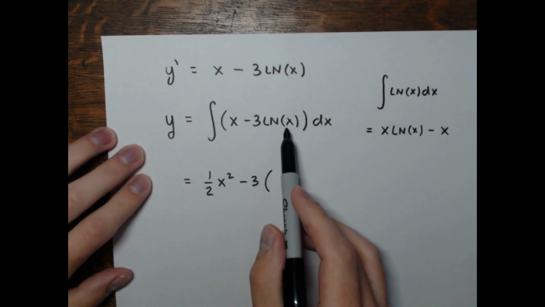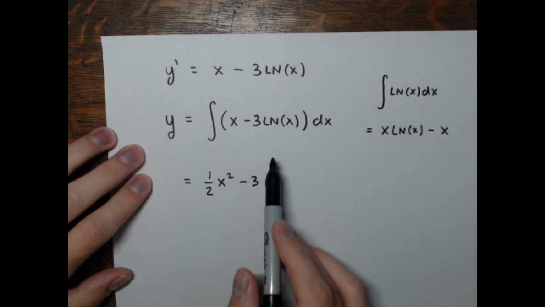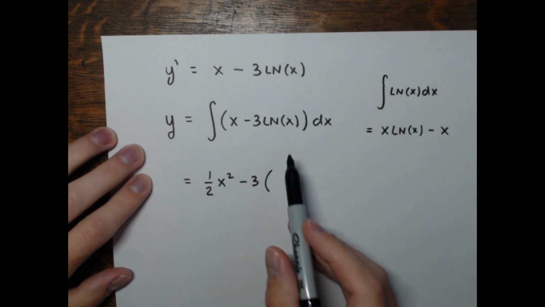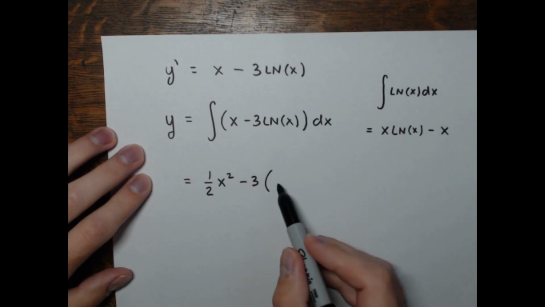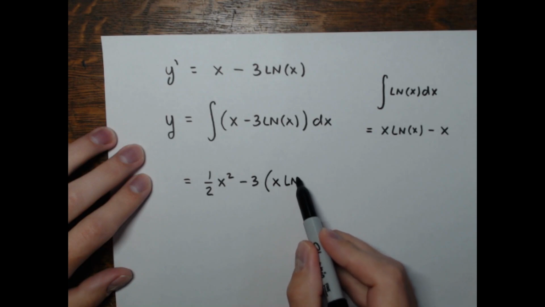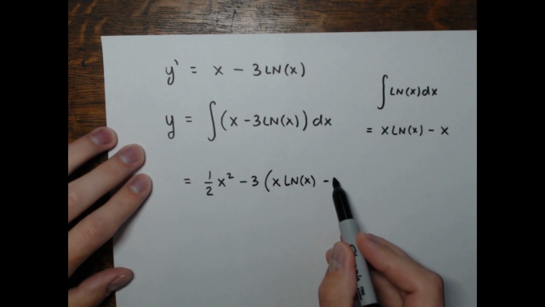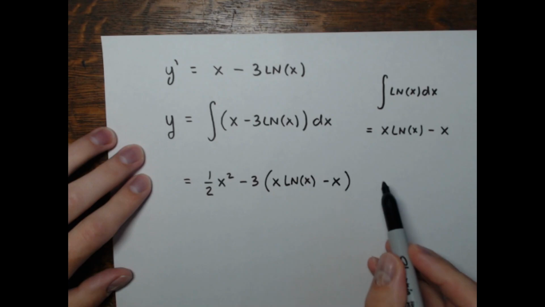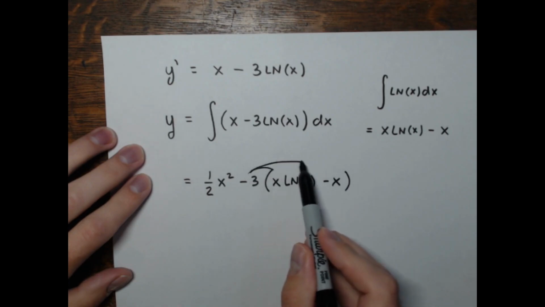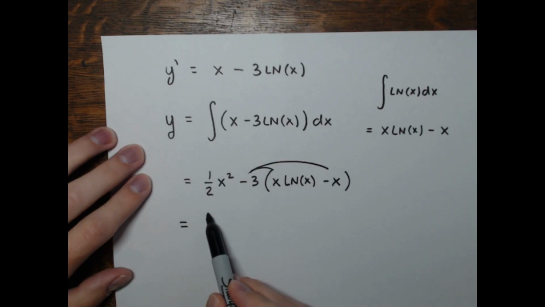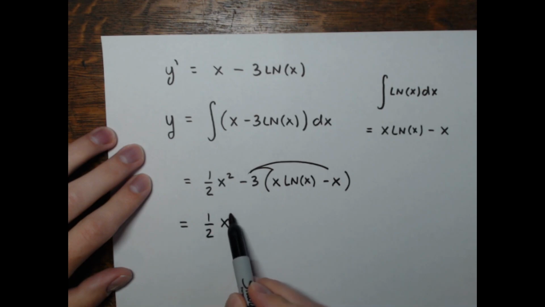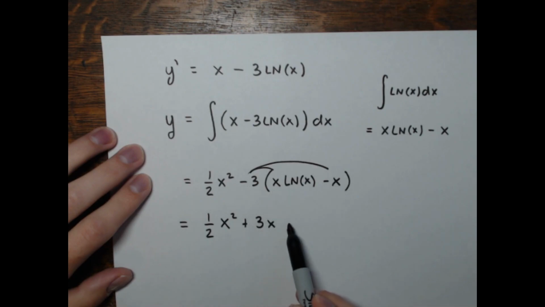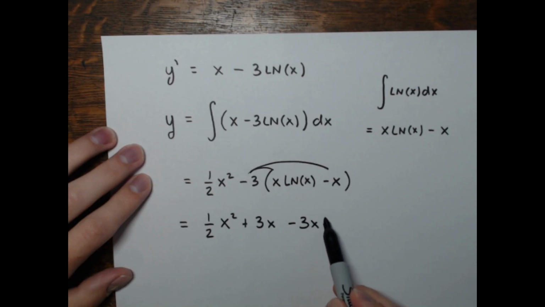So my second term here, I got minus 3 times the antiderivative of natural log x, which is this thing, right? This x times the natural log of x, and then minus x. And of course, I'll distribute the negative 3 here, and we get the following. We have half x squared. Then you got plus 3x, right? You have negative 3 times negative x there, plus 3x. Then minus 3x times the natural log of x. And now I'm done integrating here.